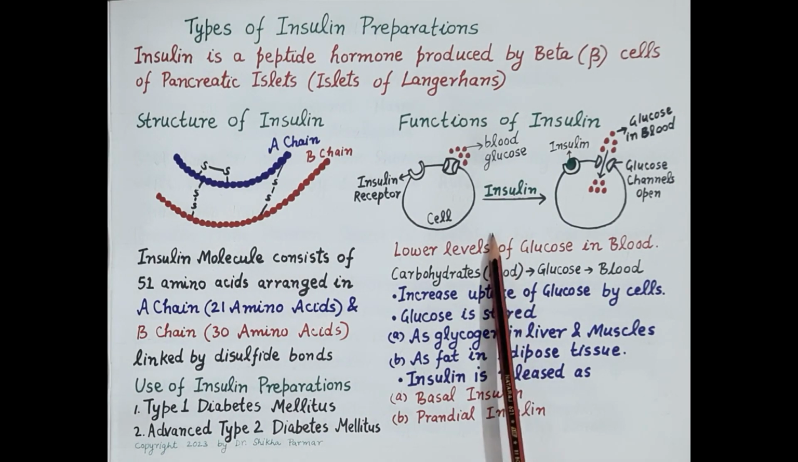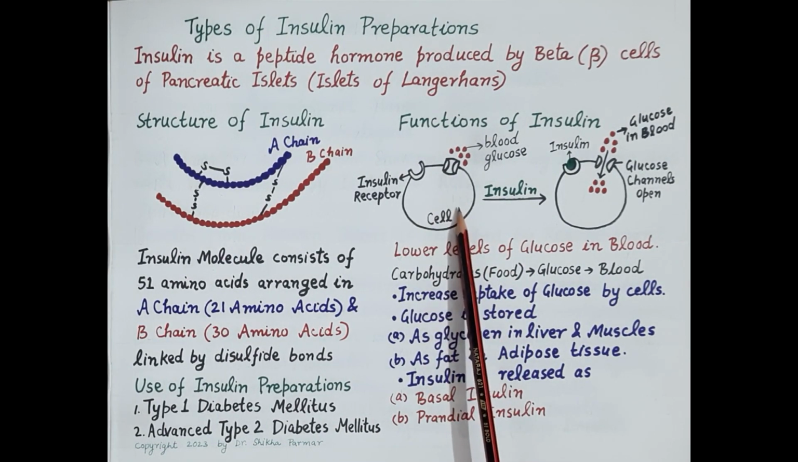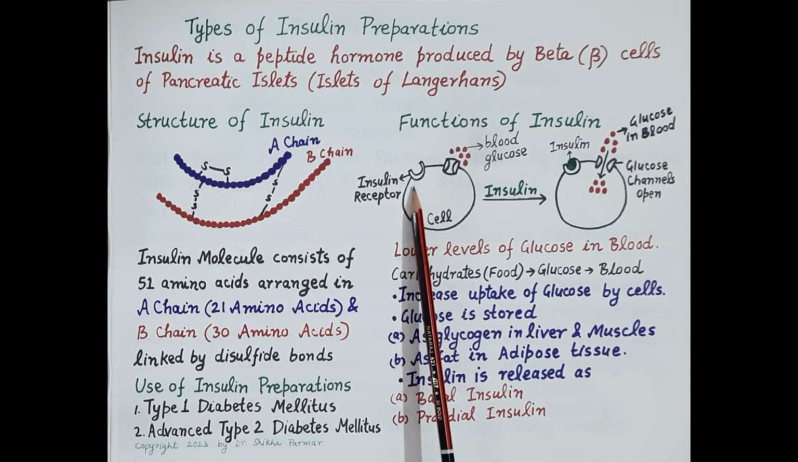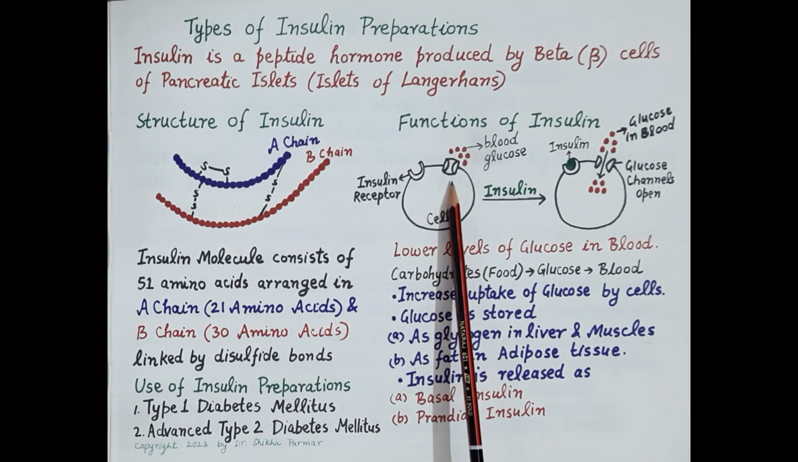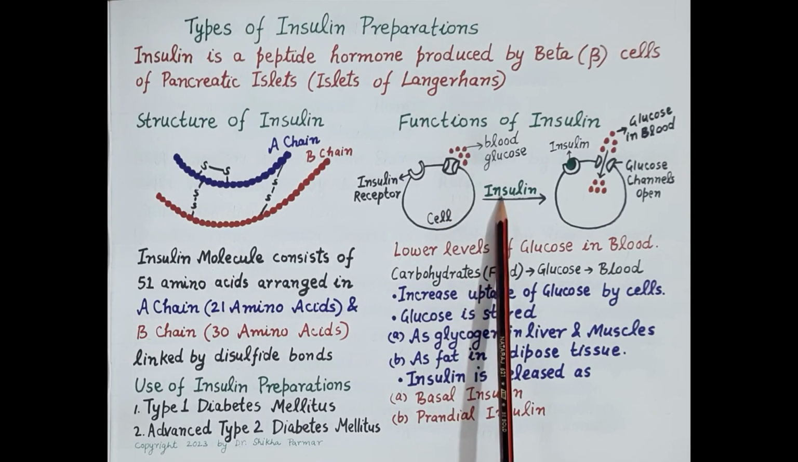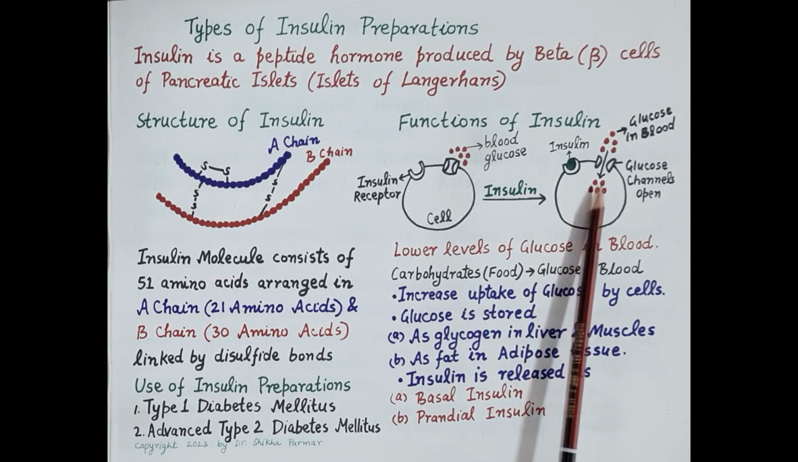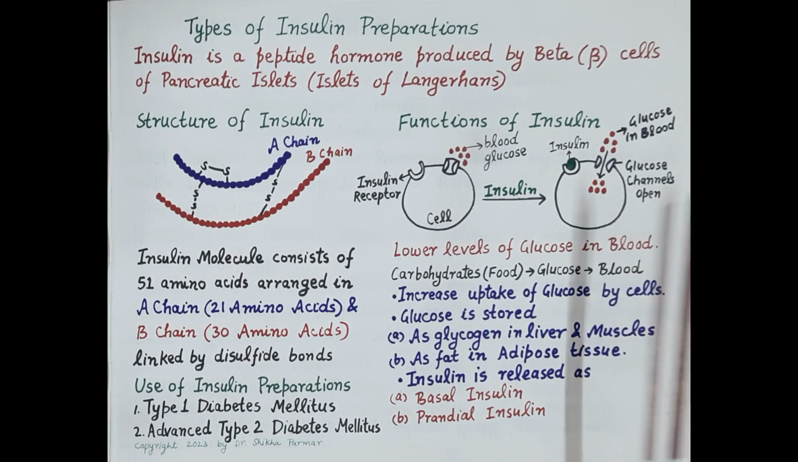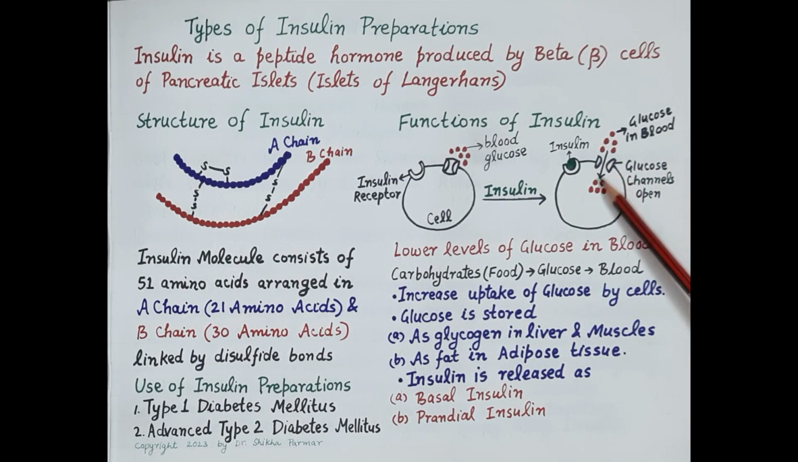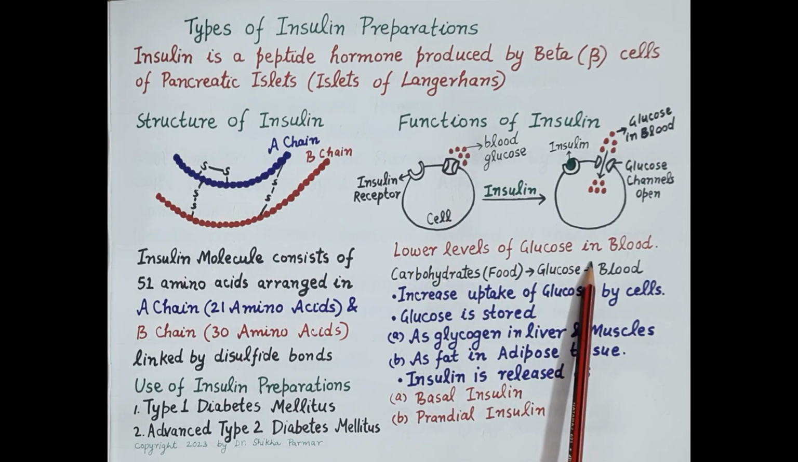Now, look at this figure. This is a cell. This is an insulin receptor and this is a glucose channel which is closed. Now, as soon as insulin binds to the insulin receptor, this glucose channel opens and glucose from the blood is transported inside the cell. So, insulin is essential for the uptake of glucose by the cells. As glucose goes inside the cell, the level of glucose in the blood reduces. So, the most important function of insulin is to lower the level of glucose in the blood.